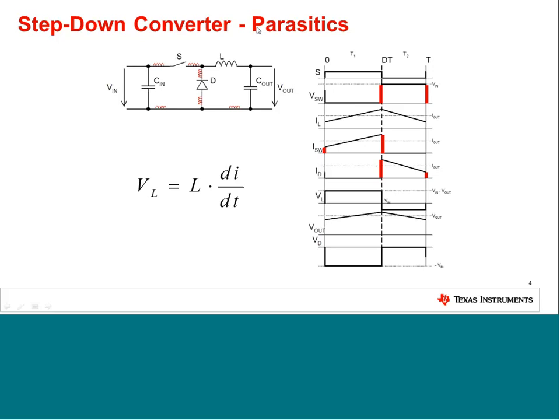There's also parasitic capacitance, and parasitic capacitance is critical when the voltage changes fast. And when you look at the switch voltage here, it changes fast, of course, when the switch is turning off and when it's turning on.